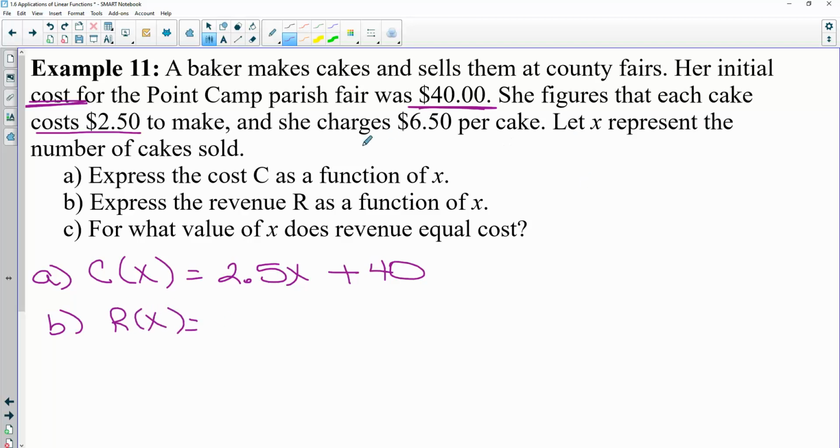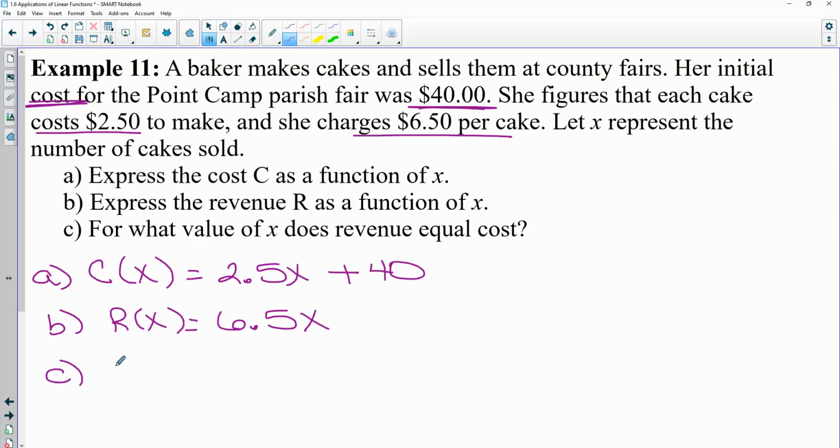When she sells her cakes, she charges $6.50 per cake. So the money she's bringing in is 6.5 times the number of cakes. Okay, but nobody's giving her any other checks, so there's no y-intercept here. Now, if I said she had a donation of $50, then we would put a plus 50 on the end. So you can have a y-intercept. We just don't.